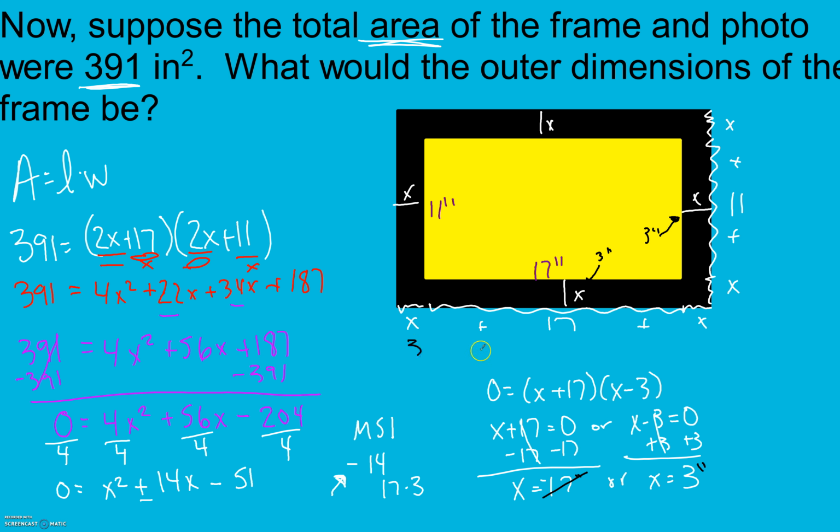So it's going to be 3 plus 17 plus 3, or 23 inches, by 3 plus 11 plus 3, 17 inches. And that, when we multiply those, will get us back to the 391.